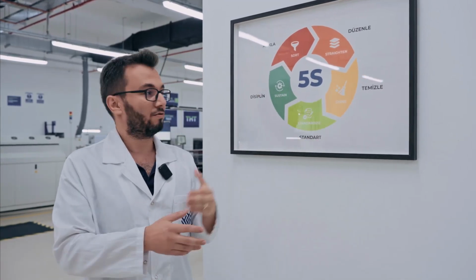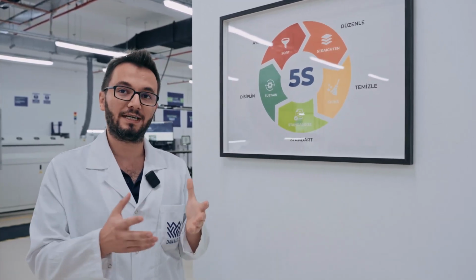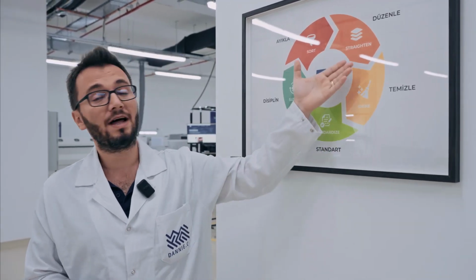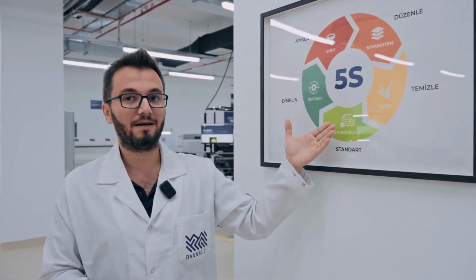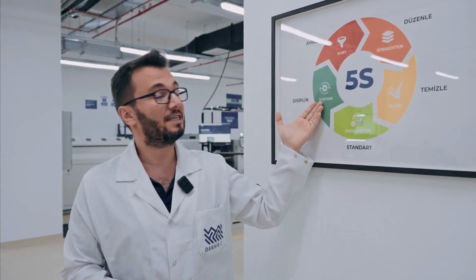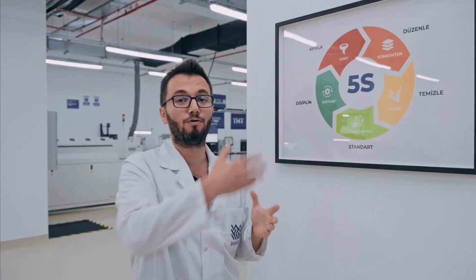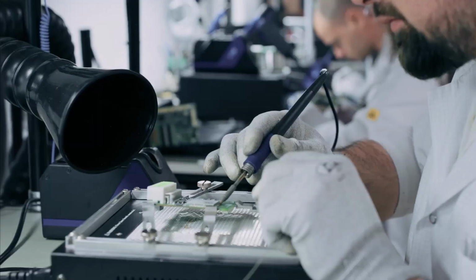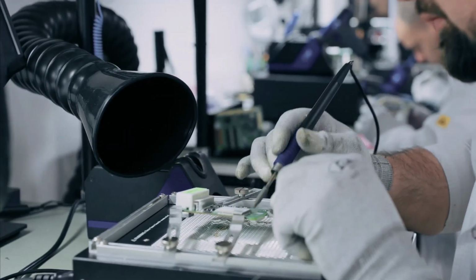Cleaning means removing the dirt that appears after the existing clutter is sorted out. Standardizing is about establishing a standard to maintain the order that has been created. And sustaining means preserving the cycle formed in the previous 4 steps. Now, we will talk about the applications of this 5S cycle in our facility. We implement the 5S methodology in all operations at our facility.